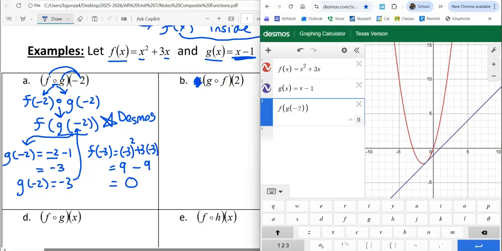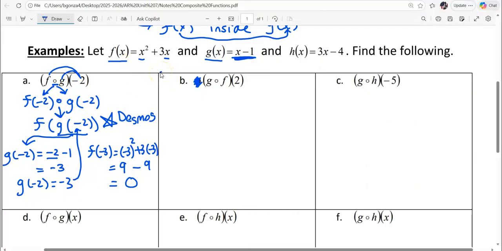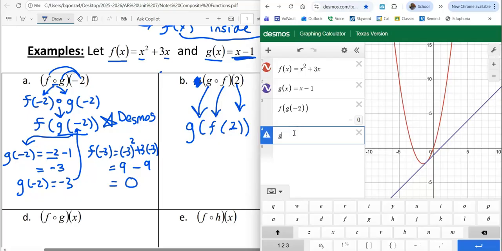Now, let's do letter B. Second one. Remember, scratch out that P. That was a typo. So how do I rewrite g of f of 2? First you write the g, then a parenthesis, then you write the f, then a parenthesis, then you write the number 2 and end parentheses. That's it. It's too easy, right? g of f of 2. Let's try it. It's 9. Wow.